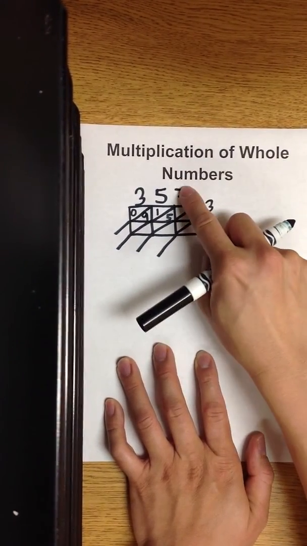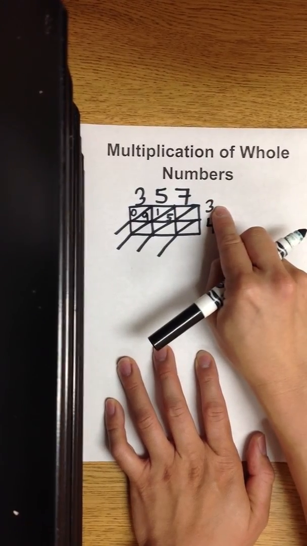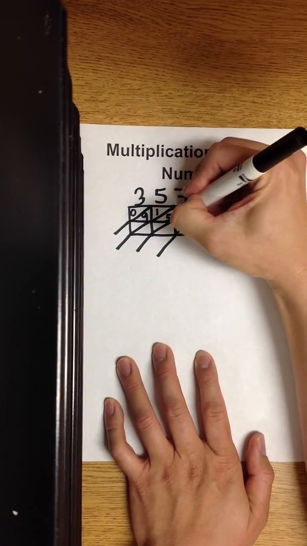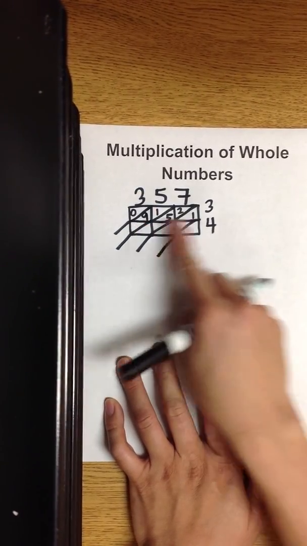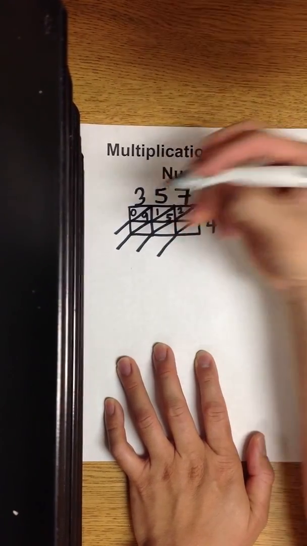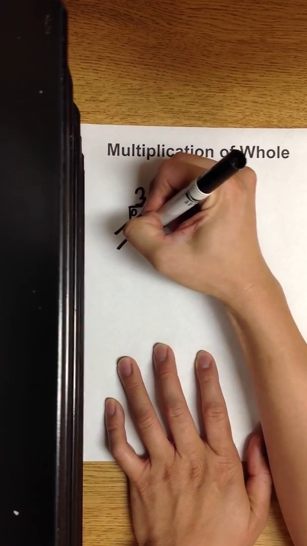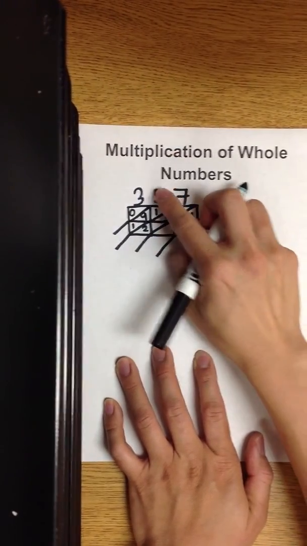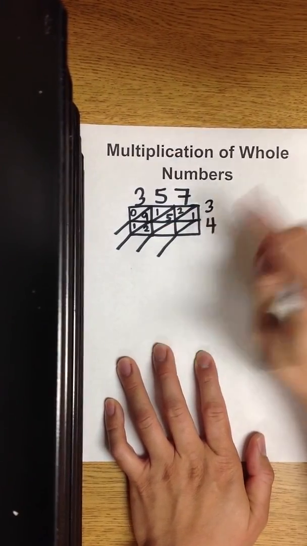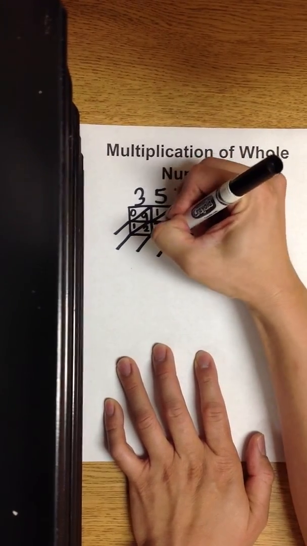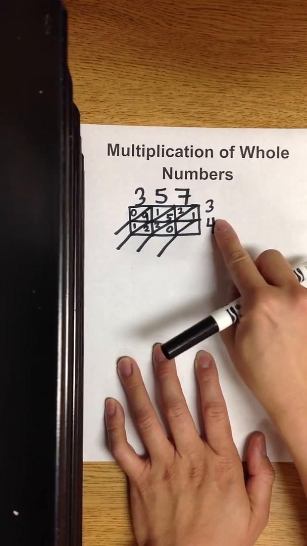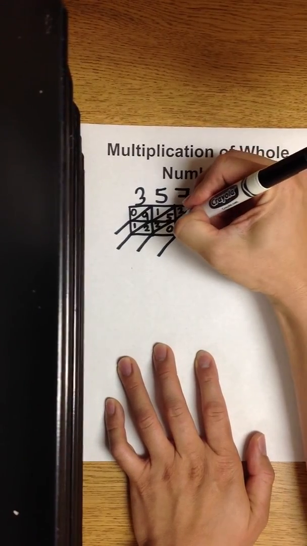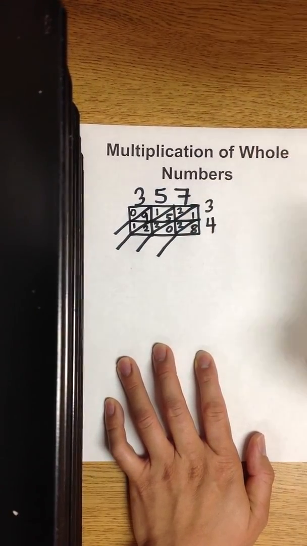Third box. What do you see above it? 7. What do you see to the side of it? 3. 7 times 3 is 21. Fourth box. What do you see above it? 3. What do you see to the side of it? 4. 3 times 4 is 12. Fifth box. What do you see above it? 5. What do you see to the side of it? 4. 5 times 4 is 20. Last box. What do you see above it? 7. What do you see to the side of it? 4. 7 times 4 is 28.